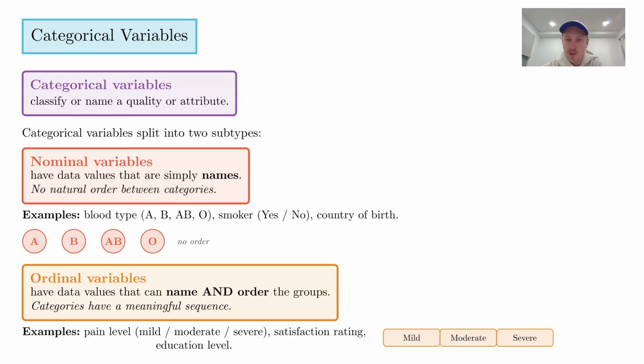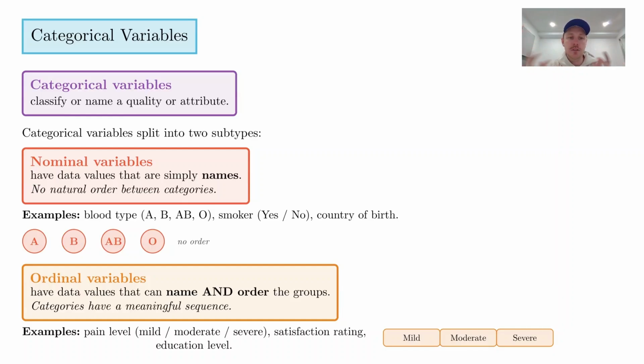Ordinal variables, we just have to look at the start of the word here, which is order. Ordinal has a name and an order to the groups. So for example, back to our pain level example, you might be in the mild, moderate, or severe category for pain, or something like satisfaction rating or education level would also be ordinal because there's an order to the categories that we're talking about.